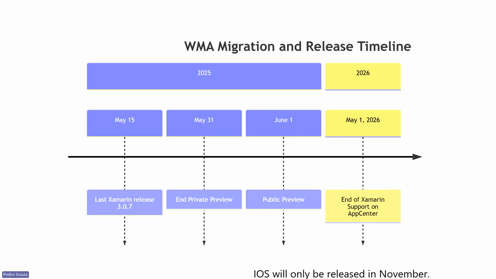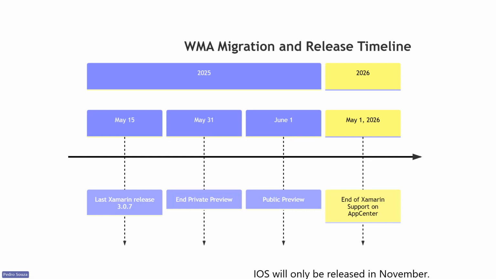And then on May 31, we finish the private preview. And on June 1st, we release the public preview. That means that if you are an open test user from Microsoft or from Google, or you go to the App Center, you can download the new version there. And after that, you can report bugs. You'll have a communication channel that will be explaining the app and also in your blog, and you'll be able to report bugs to us there.